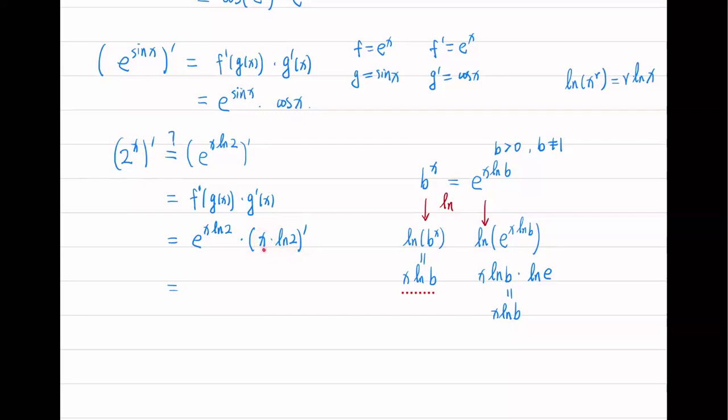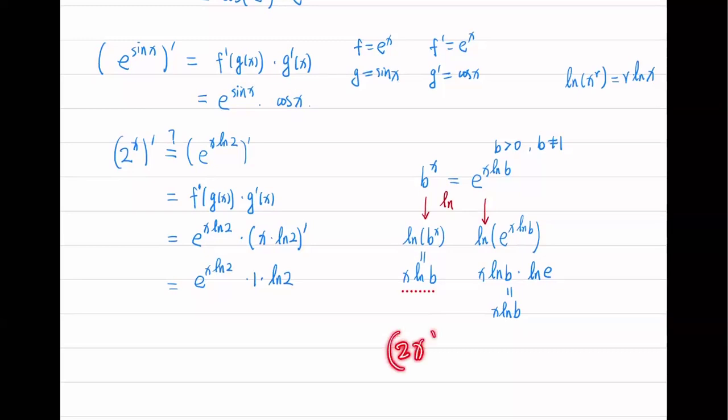1 times natural log of 2. For example, if you have 2x, what's the derivative of 2x? Just 2. This is the same thing. They replace this constant 2 by logarithm 2, and the derivative is just logarithm 2. Again, it's a real number. It's different from 2, but this is not a function, just a number.